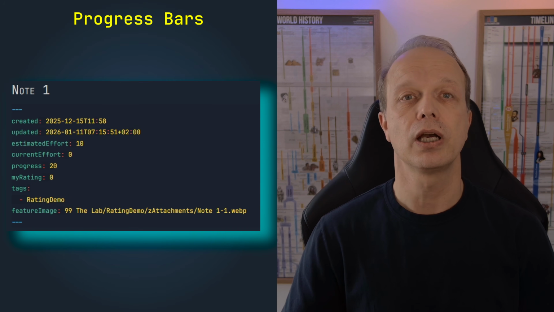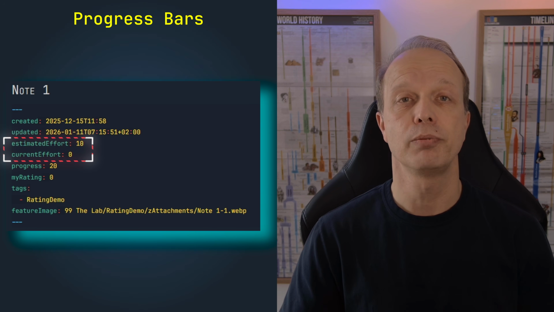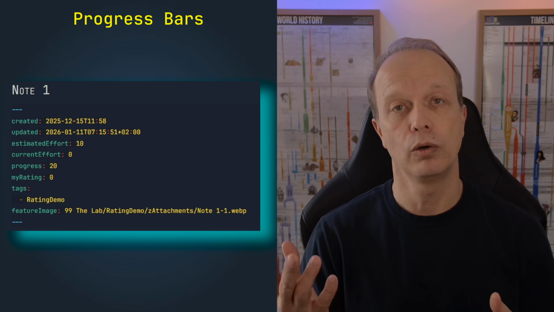To achieve this, I prepared some demo nodes with the required properties, estimated effort and current effort. This is the pattern: 1 target value, 1 current value, and both of them obviously are numeric. These values can represent anything: hours, points, pages, units of work. The important part is consistency. Every node uses the same property names and types, and both values use the same unit. Otherwise, a percentage calculation would not make sense.